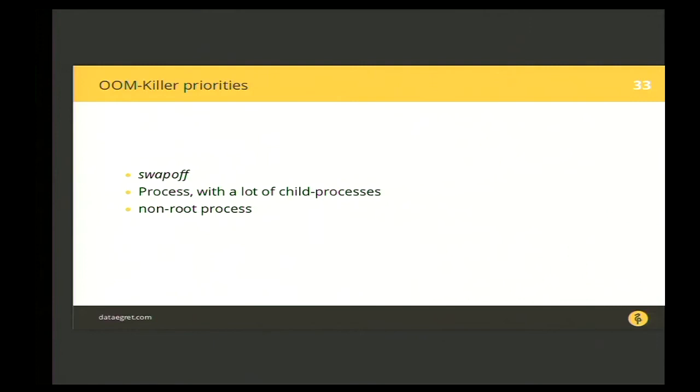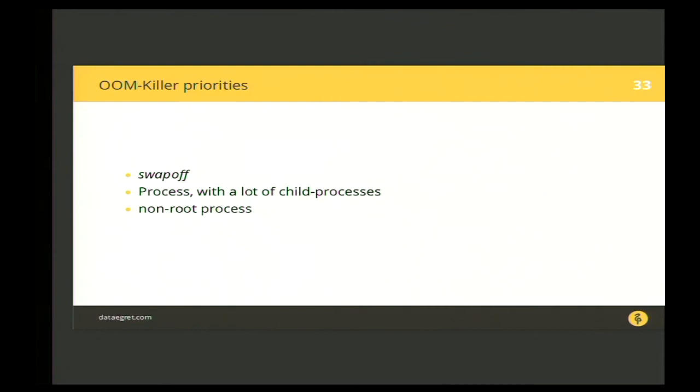Theoretically, you can say to a process, this process should not be swapped. But it doesn't work like it sounds. It causes lots of problems. So it's not actually our case. Another priority, which process to kill, is a process with a lot of child processes. And another priority, the least one, is a non-root process. What do you think? Which process is okay from those criteria on the database server?